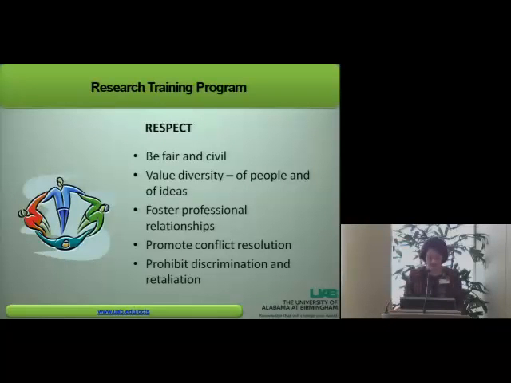The next theme that often flows through research codes of conduct is respect. For many organizations, this is their version of the golden rule, treating others as you wish to be treated. And team members should be fair and civil, value diversity, both of people and ideas, foster professional relationships, promote conflict resolution over an adversarial approach to problem solving, and prohibit discrimination and retaliation for raising constructive concerns. We're going to talk about retaliation a little bit more in a later slide.